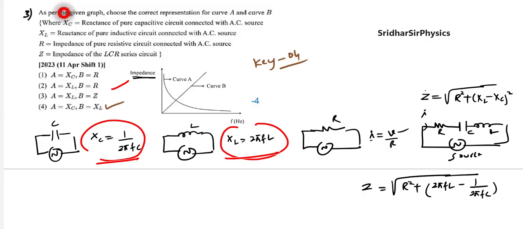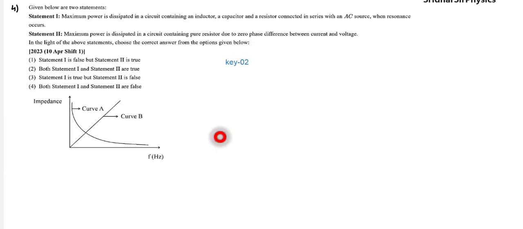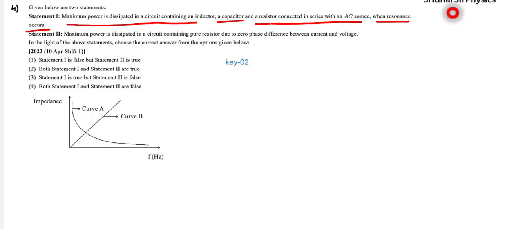So we'll take the next question. Fourth question. Maximum power is dissipated in a circuit containing an inductor, capacitor, and a resistor connected in series with an AC source when resonance occurs. Statement two: maximum power is dissipated in a circuit containing a pure resistor due to zero phase difference between current and voltage.